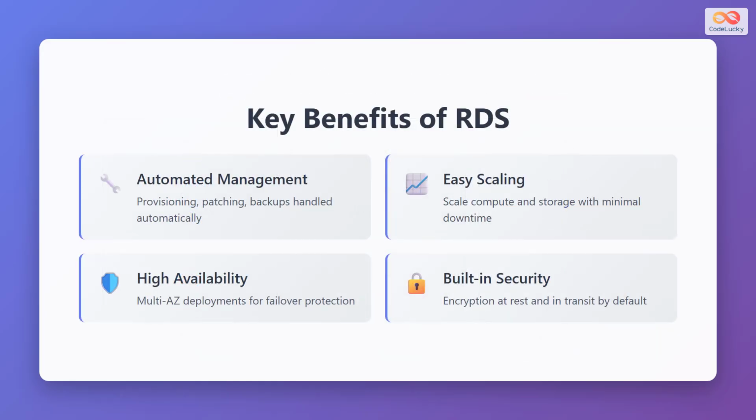RDS provides 4 major benefits. First, automated management handles provisioning, patching, and backups without manual intervention. Second, easy scaling allows you to adjust compute power and storage capacity with minimal downtime. Third, high availability is achieved through multi-availability zone deployments that provide automatic failover protection. Fourth, built-in security includes encryption for data at rest and data in transit by default, ensuring your database is protected.